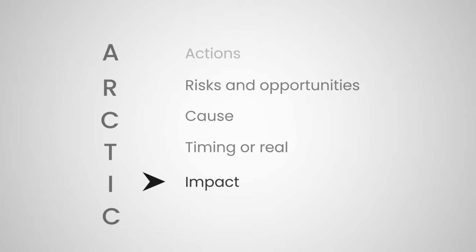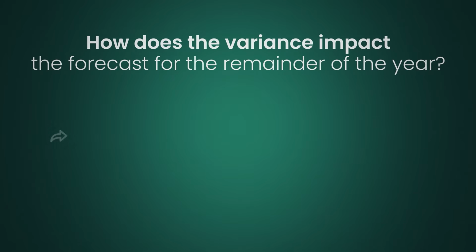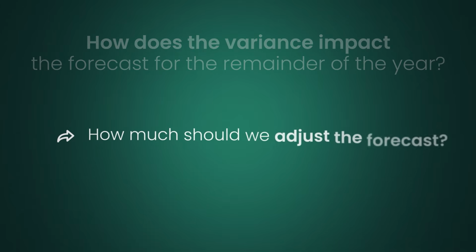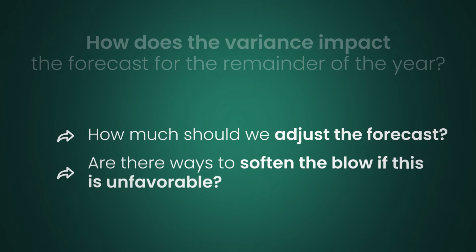I stands for impact. How does the variance impact the forecast for the remainder of the year? If it's real, how much should we adjust the forecast? And are there ways to soften the blow if this is unfavorable? For example, maybe your finance team built in some extra cushion in the forecast for unexpected things like this. You could use some of that cushion instead of showing the full hit to the forecast.